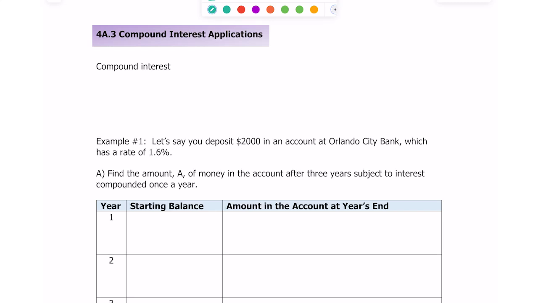Welcome back. In this video, we're going to look at compound interest and some applications. So first of all, what is compound interest? It's the interest computed on the original principal as well as on any accumulated interest.